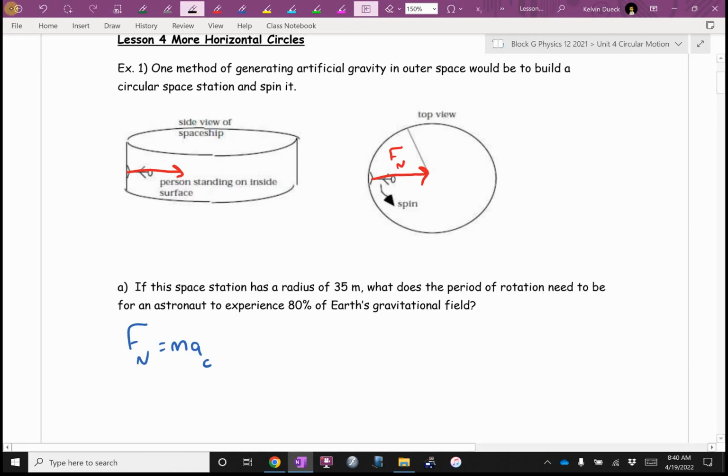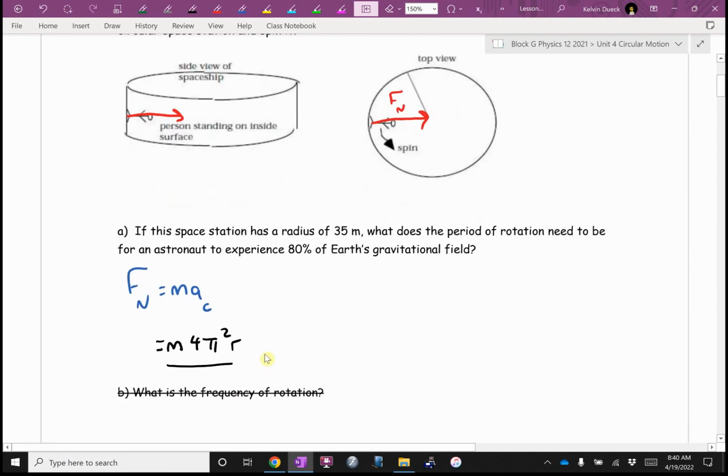On the right-hand side, it's going to be m, and then which version of a am I going to use? And how do I know? Because they're asking for the period. So I'm going to use the 4 pi squared r over the period squared. Thank you. Wow. That would have been bad. 4 pi squared r over the period squared.